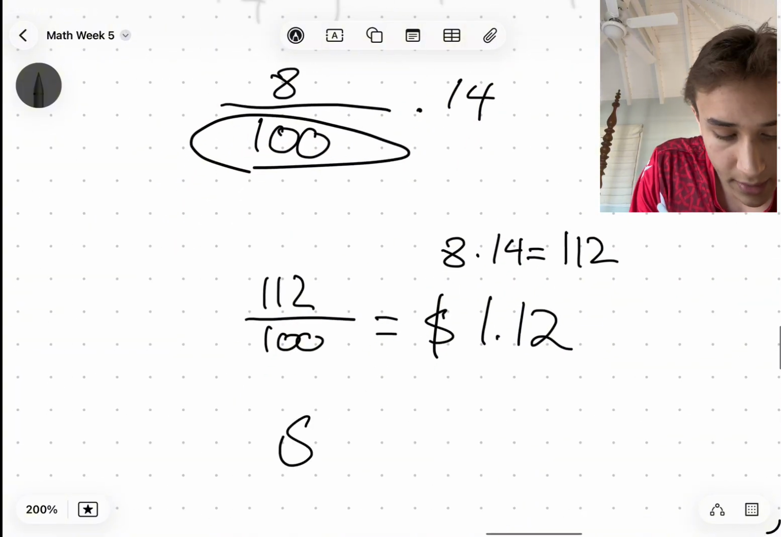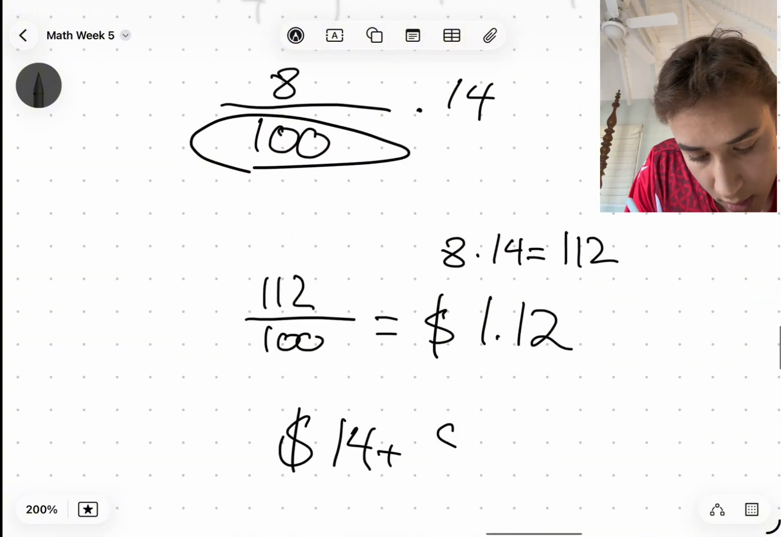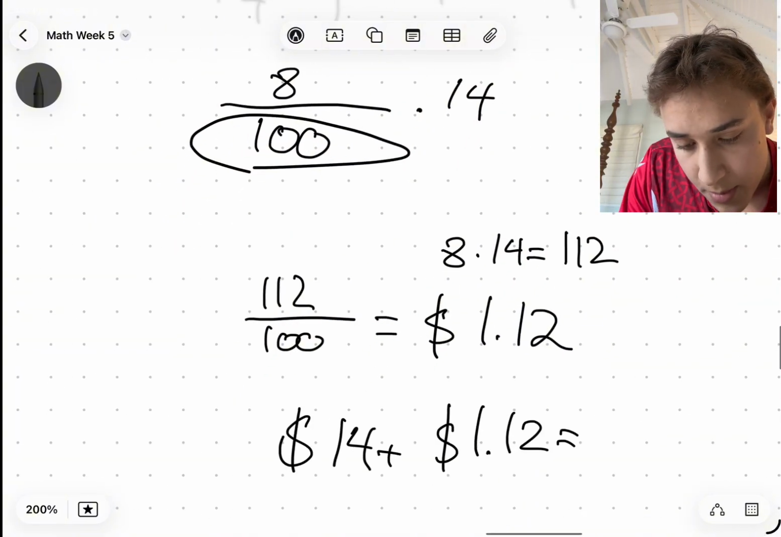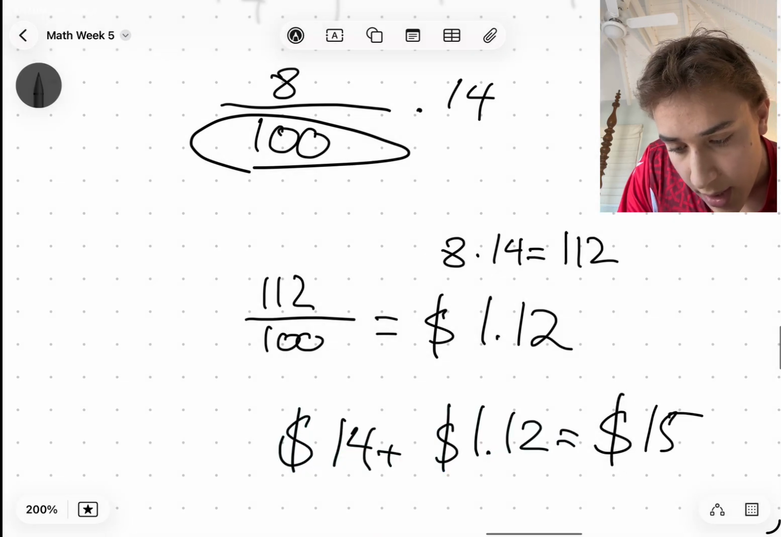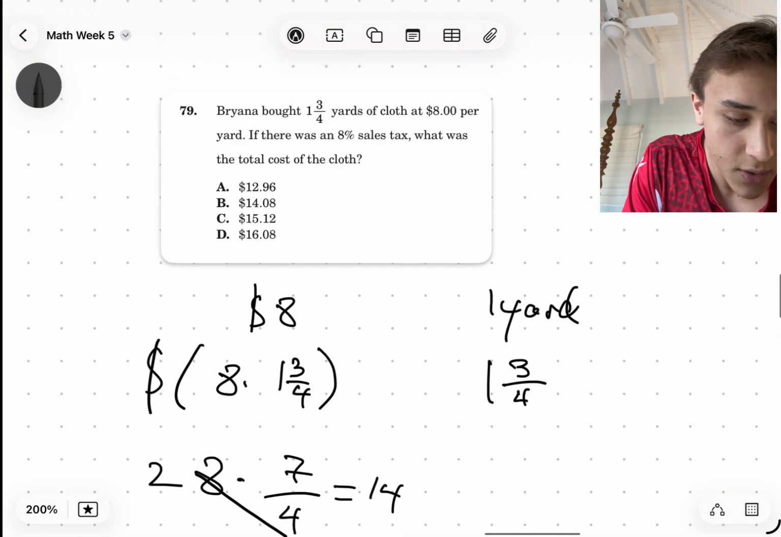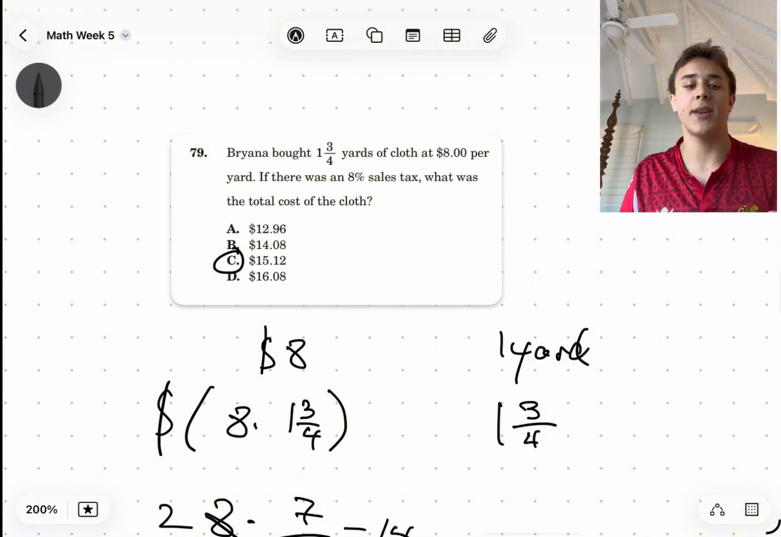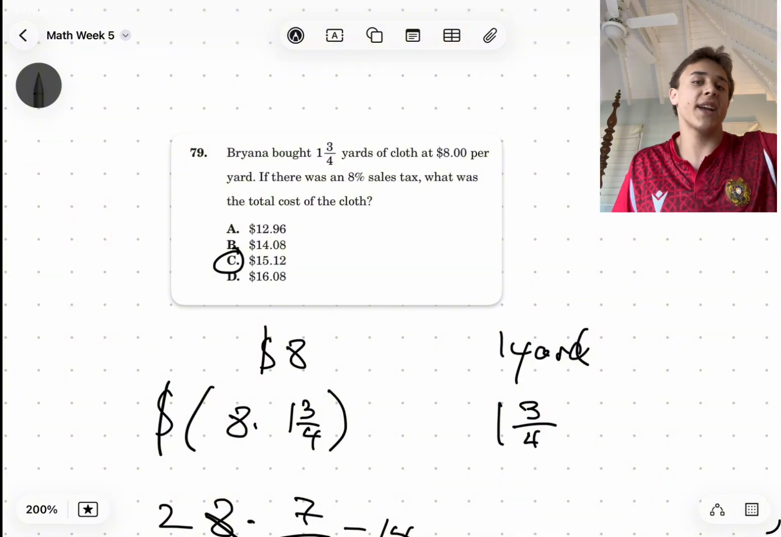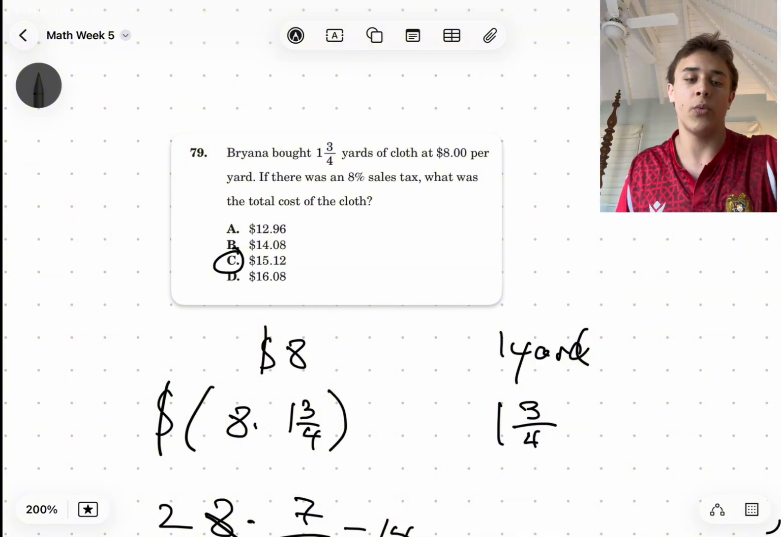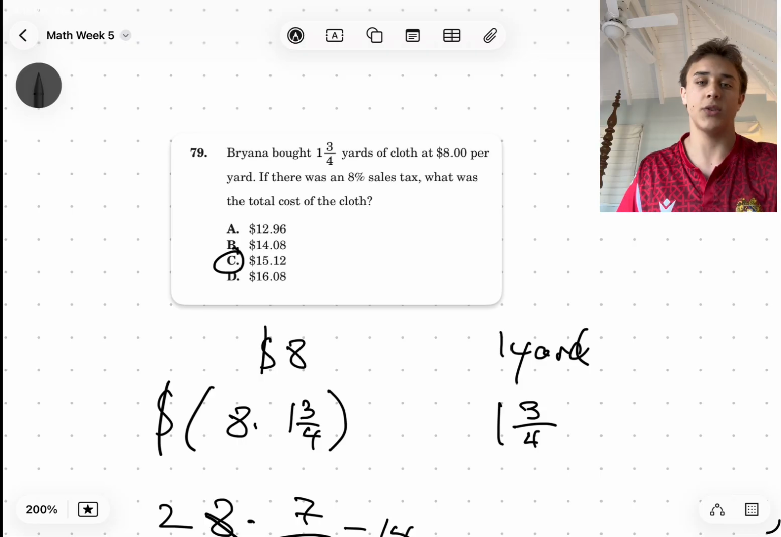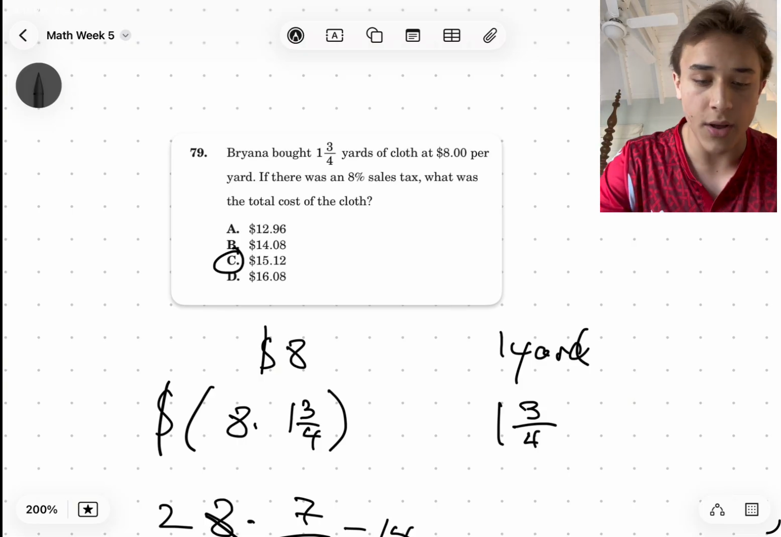So then we can add, and that should be $15.12, which is answer choice C. So when it comes to tax plus the fact that she bought more than 1 yard, she's spending a total of $15.12 on the cloth.